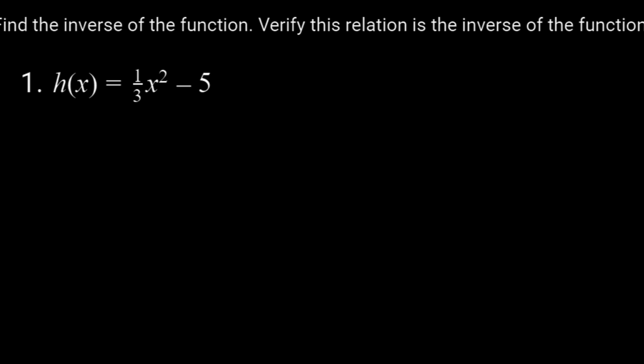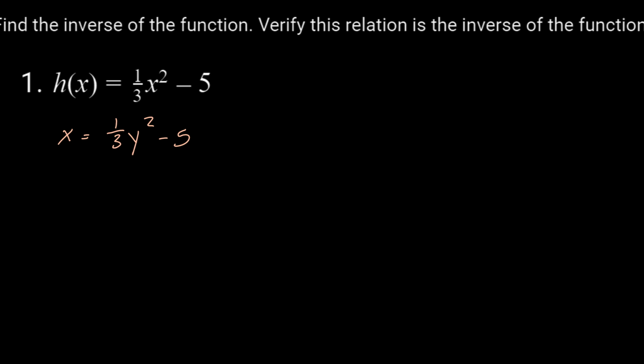So, if we're trying to find the inverse here, what is our first step? To switch the x and the y. Yes, to switch the x and the y. So, this now becomes x equals 1/3 y squared minus 5. Now what?